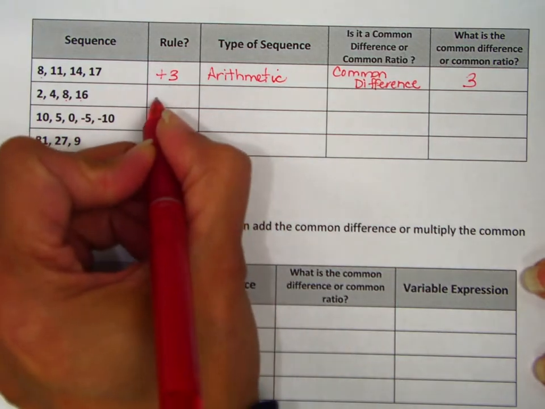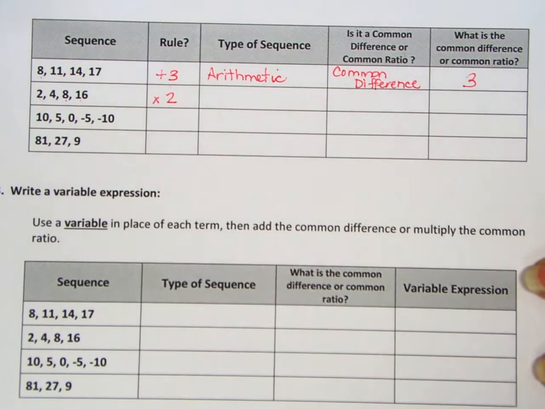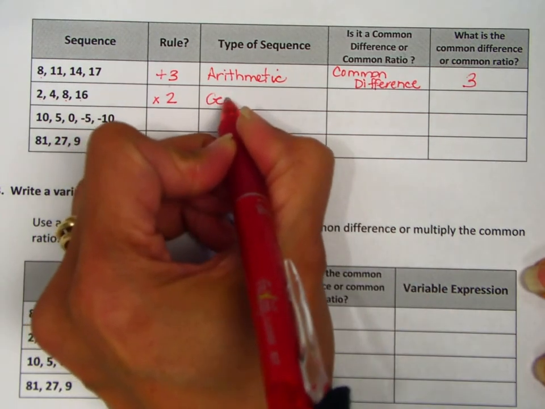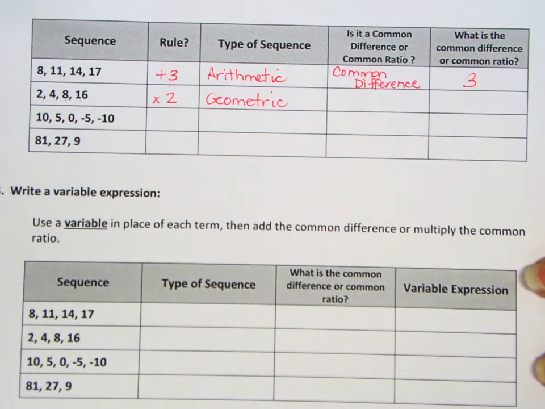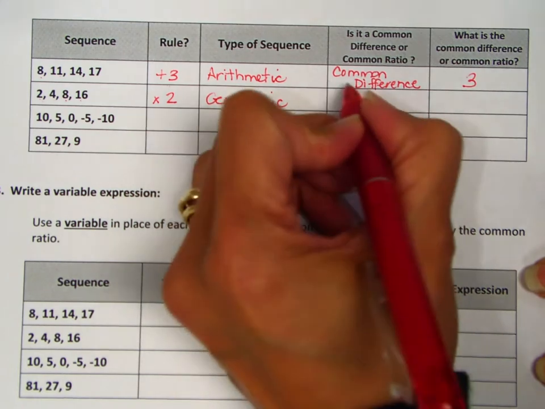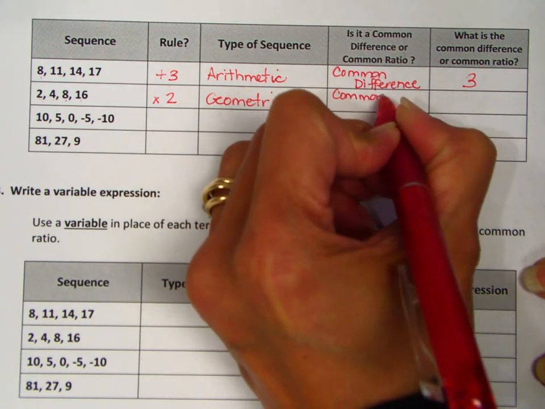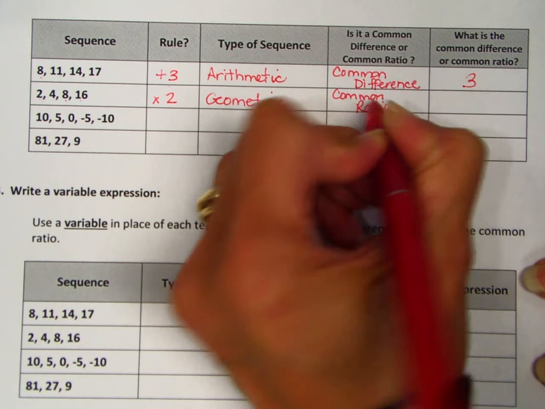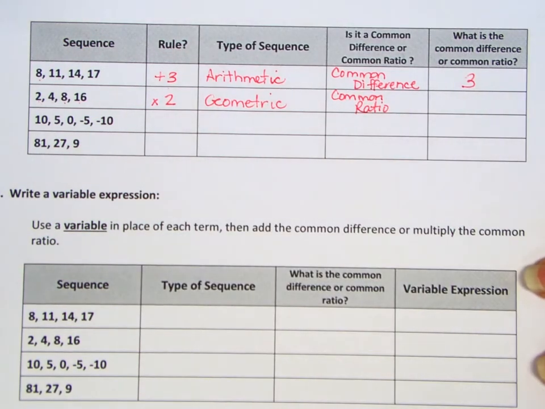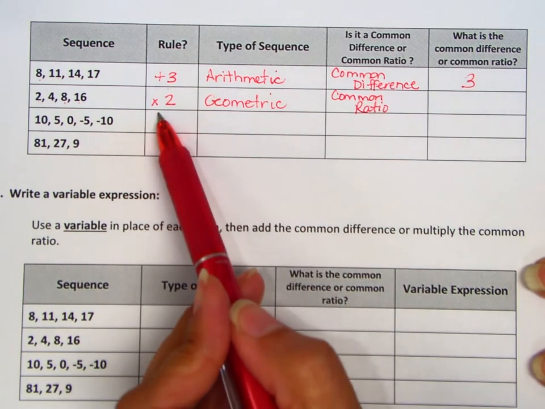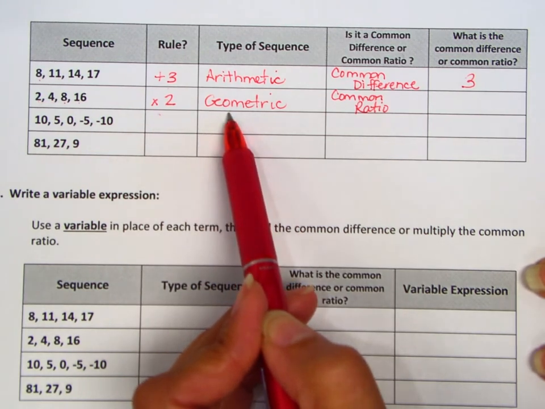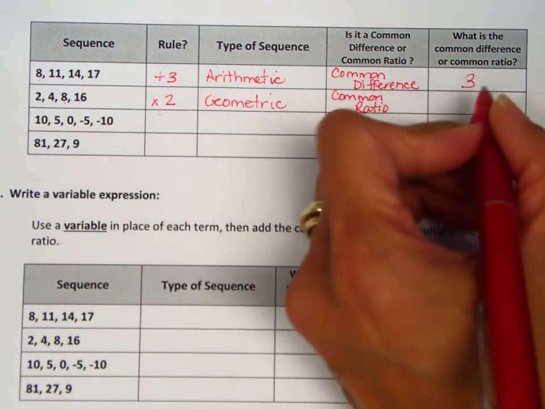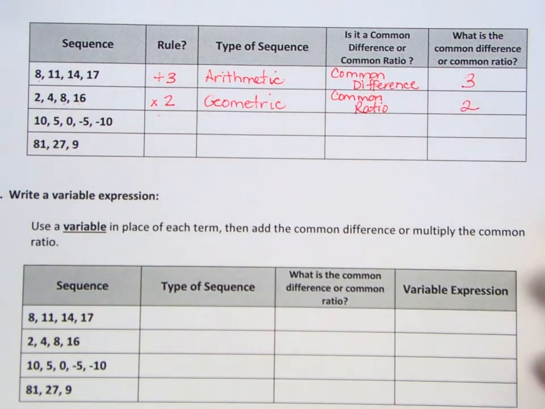That is the rule. I am multiplying by 2. And whenever you're multiplying, you are using a geometric sequence. And with geometric sequences, we have a common ratio. And again, we don't write the multiplication symbol because we know with all geometric sequences we are going to be multiplying. So I don't need that multiplication symbol. I just need the 2.